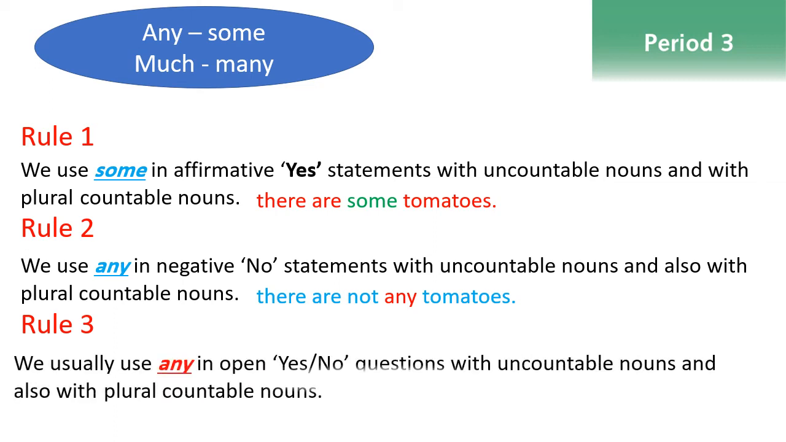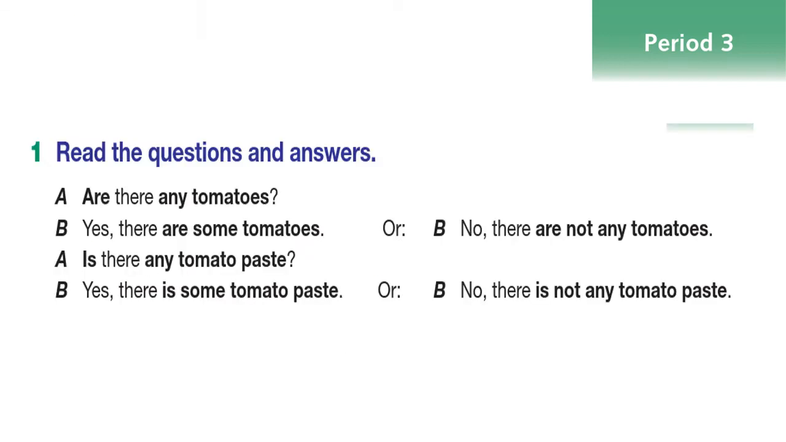And we have the third rule. We usually use any in open yes-no question with uncountable nouns and also with plural countable nouns. Again, any بستخدمها مع النفي ومع السؤال. لكن some مع الإثبات. So we may say, is there any tomato paste? في أي صلصة؟ في عندنا صلصة؟ السؤال بستخدم مع any. النفي any والإثبات some.